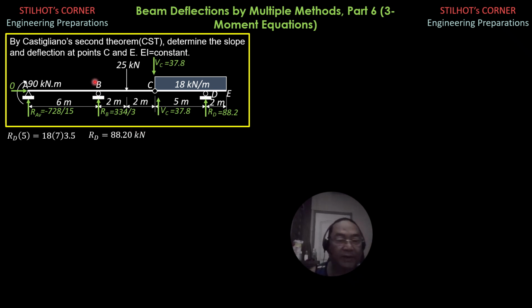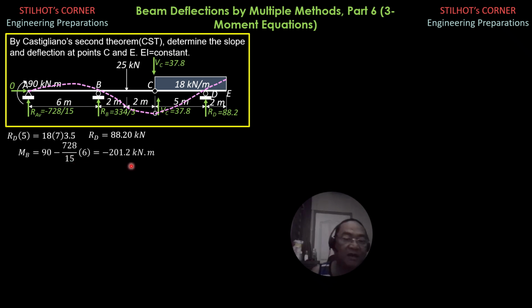So we can compute the moment at B. It is simply considering AB, cut section B, take moment about B. So it is positive 90 minus positive 90 plus negative 728 over 15 times 6. So that's the expected elastic curve. So moment at B is quantity 90 minus 728 over 15 times 6, so negative 201.2 kilonewton meter. At D, it is negative 18 times 2 times 1, so it is negative 36 kilonewton meter.